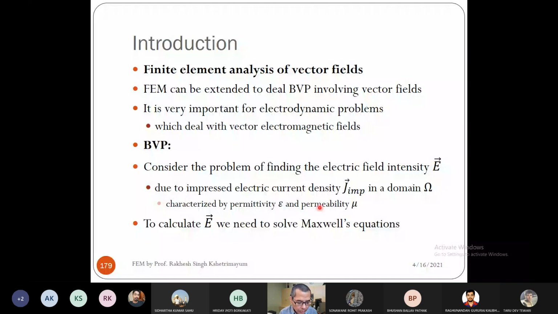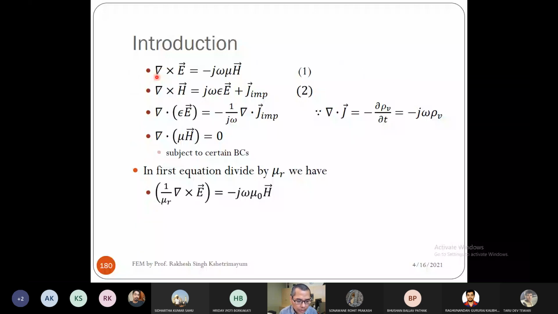Obviously, if you want to find the electric field intensity, you always go back to the Maxwell equations. So let us try to analyze the Maxwell equations for this particular problem. The number of the equations can be interchanged, but let us just call this the first Maxwell equation: curl of E is equal to minus j omega mu H. This is one of the Maxwell curl equations.